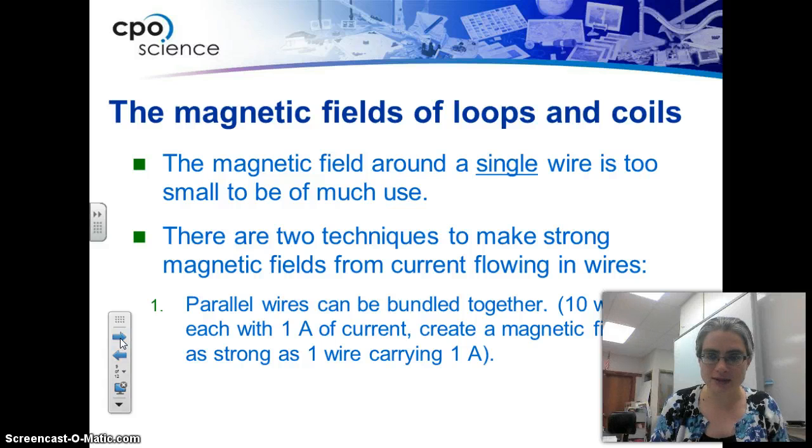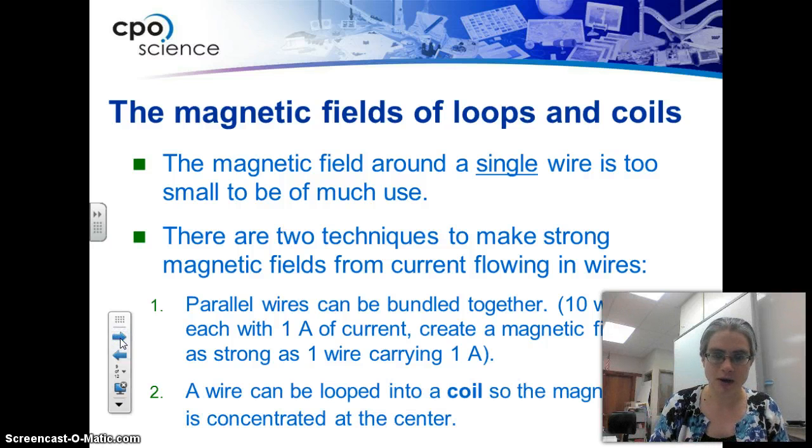The magnetic field around a single wire is too small to be much use, and there are two techniques to make strong magnetic fields from current flowing in wires. Parallel wires can be bundled together. 10 wires, each with 1 amp of current, create a magnetic field 10 times as strong as one wire. So that's why we looped those coils in those motors: we were able to make the field much stronger. And a wire can be looped into a coil, so the magnetic field is concentrated at the center. So you'll be able to see the center of where that field is taking place.